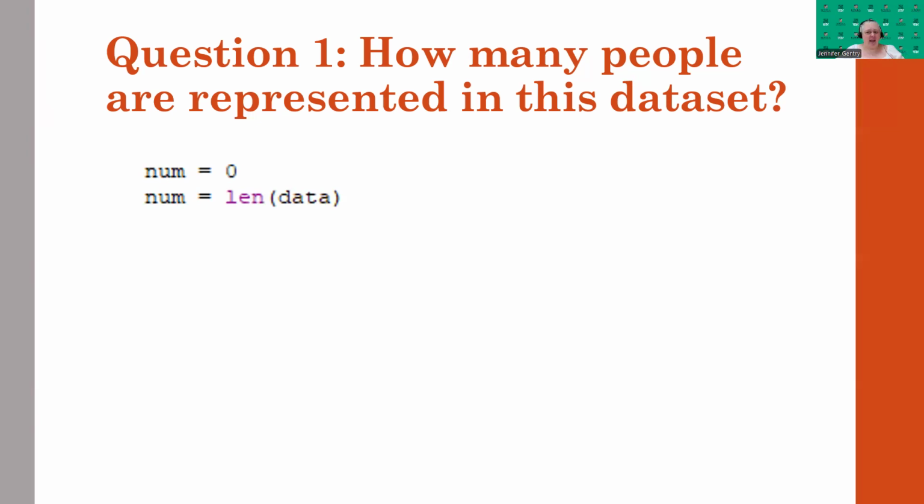Well, I could take the length of my list, right? Because my list has a row for each row of data. So I can just say num equals the length of that list. Does that make sense? Yeah, that makes sense.